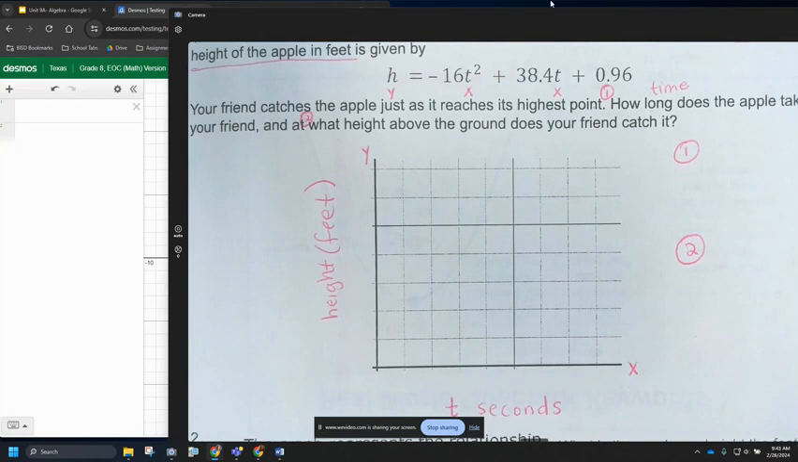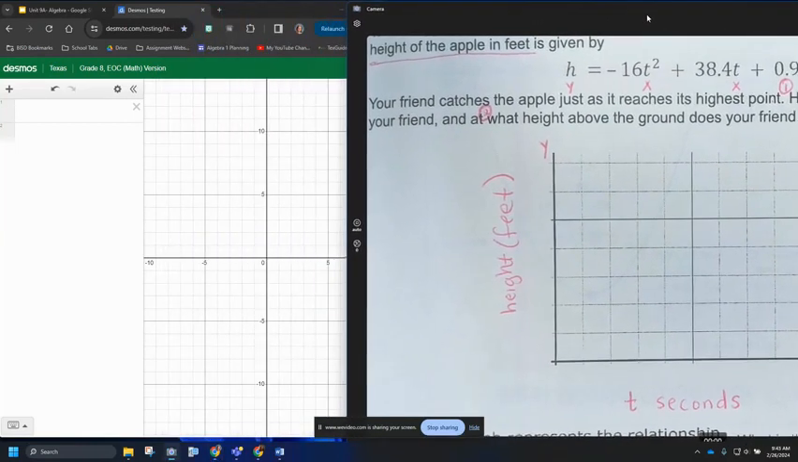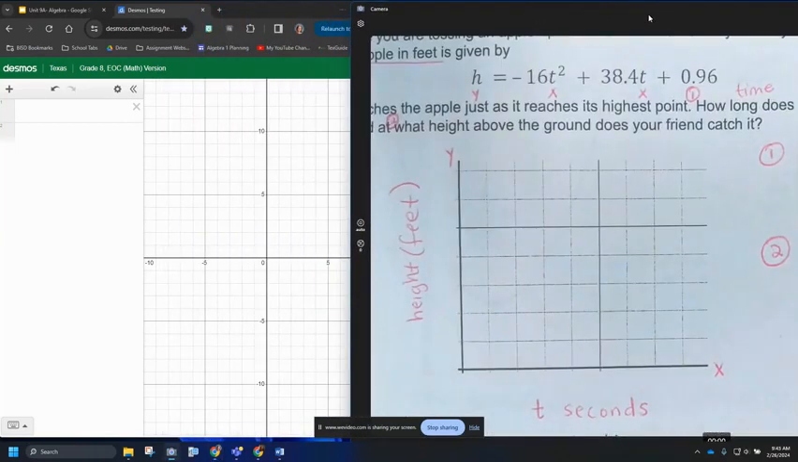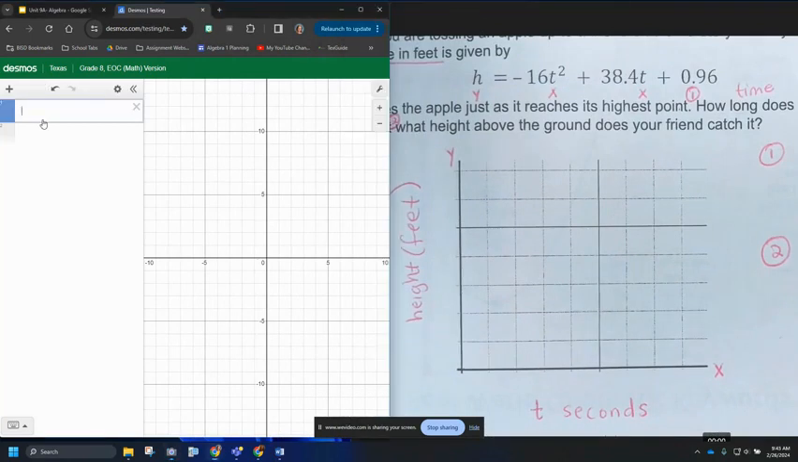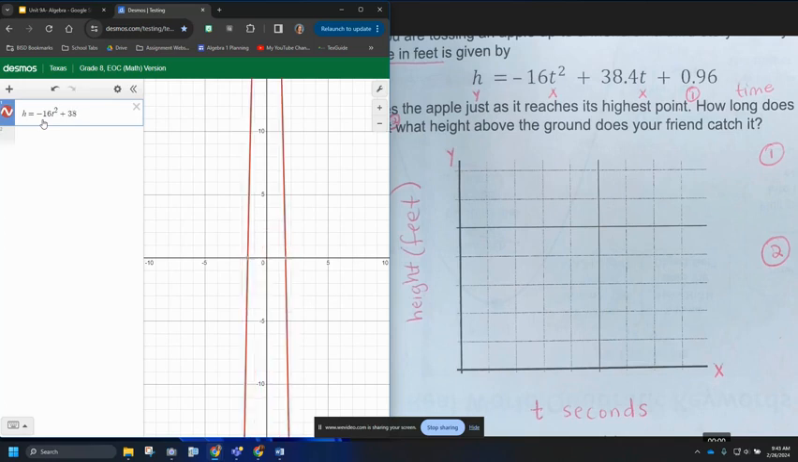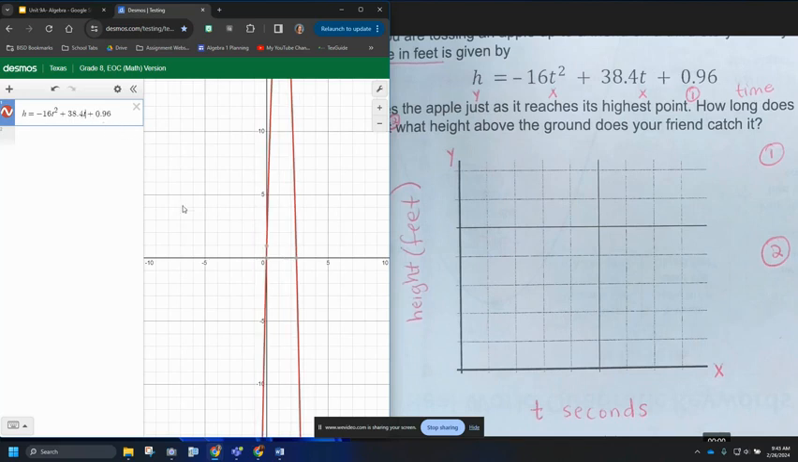So let's sketch this graph out. But in order to sketch it, we need to graph it. So go over here. We're going to type in the equation. H equals negative 16t squared plus 38.4 plus 0.96. Oh, I forgot something, didn't I? I forgot to put t there. Oh, there we go. Okay.